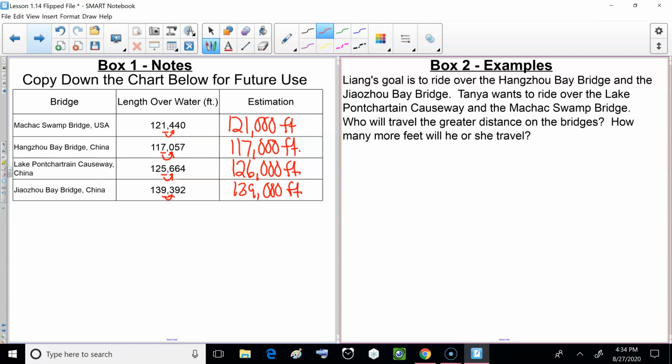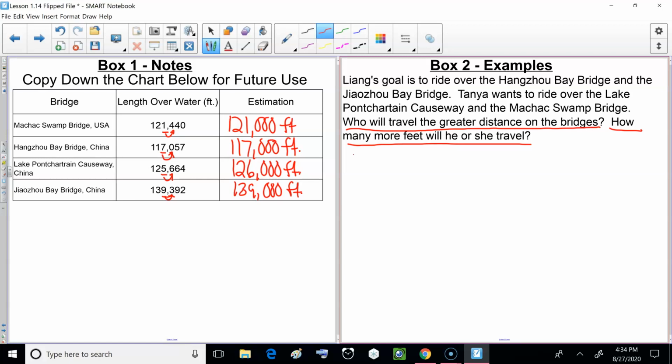So I'll read it all again. Liang's goal is to ride over the Hangzhou Bay Bridge and the Jizhou Bay Bridge. Tanya wants to ride over the Lake Pontchartrain Causeway and the Macaque Swamp Bridge. Who will travel the greater distance on the bridges? How many more feet will he or she travel? So I've got to figure out which one. Who will travel the greater distance is my first part. I have another question: how many more feet will he or she travel? So I guess I've got to figure out how many feet each individual person traveled.